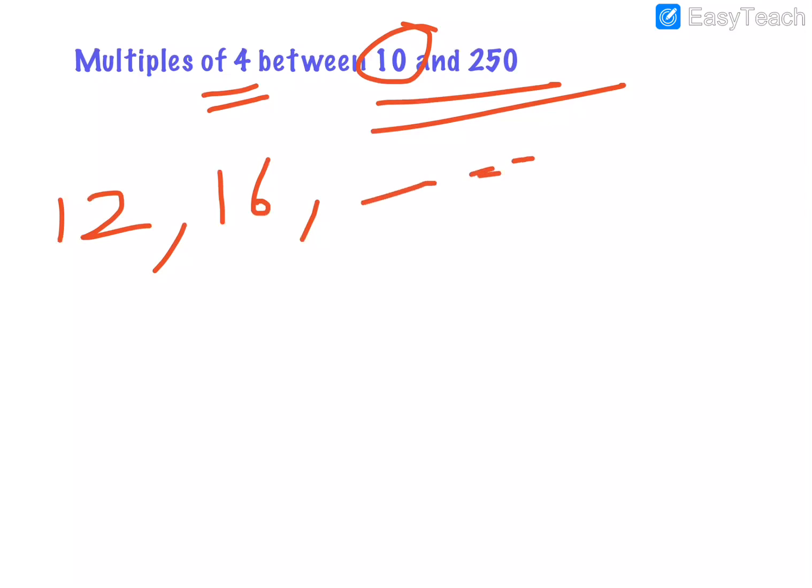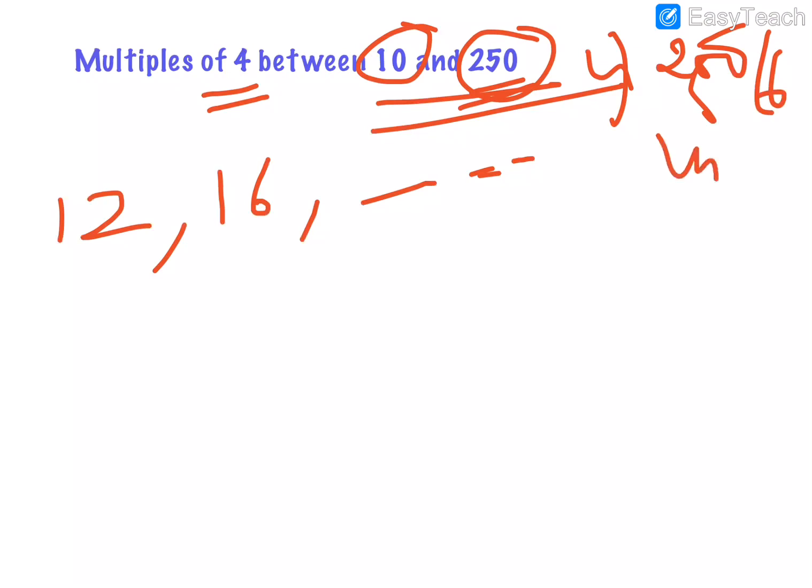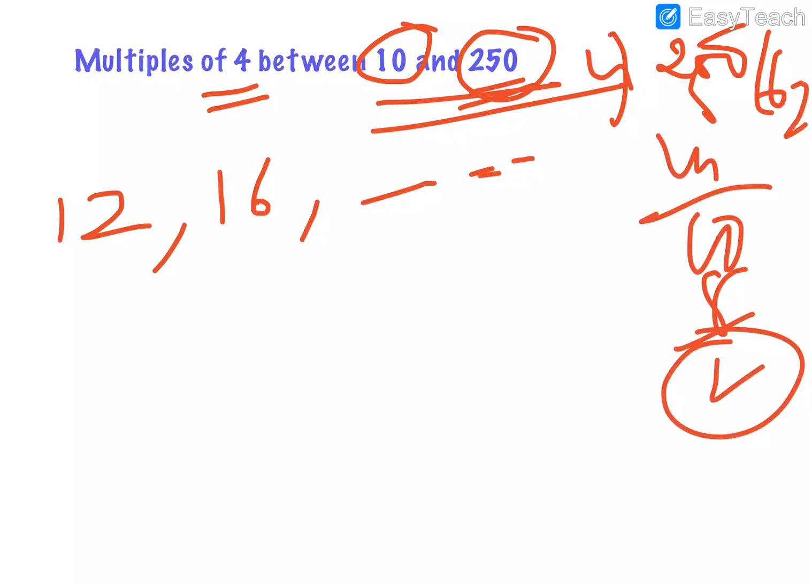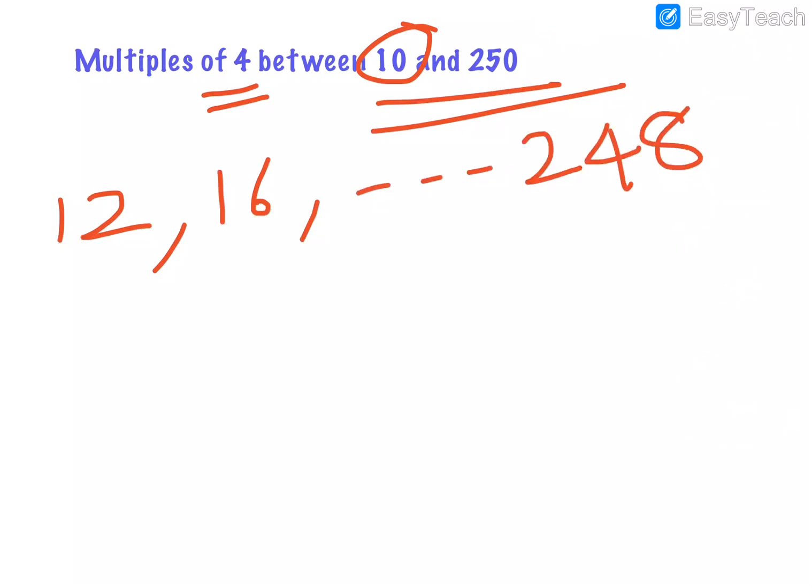And what will be the last term? Whether 250 comes in the 4 table, we will have to check. 250 if you divide by 4, 4 6s are 24 and 10, 4 2s are 8 and 2. So 2 more is there. So what we can say? 248 is the last term possible in this series.